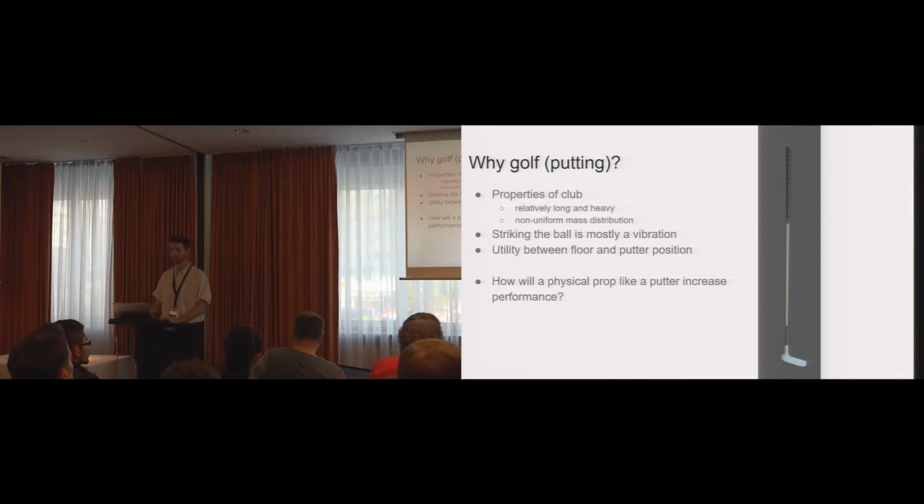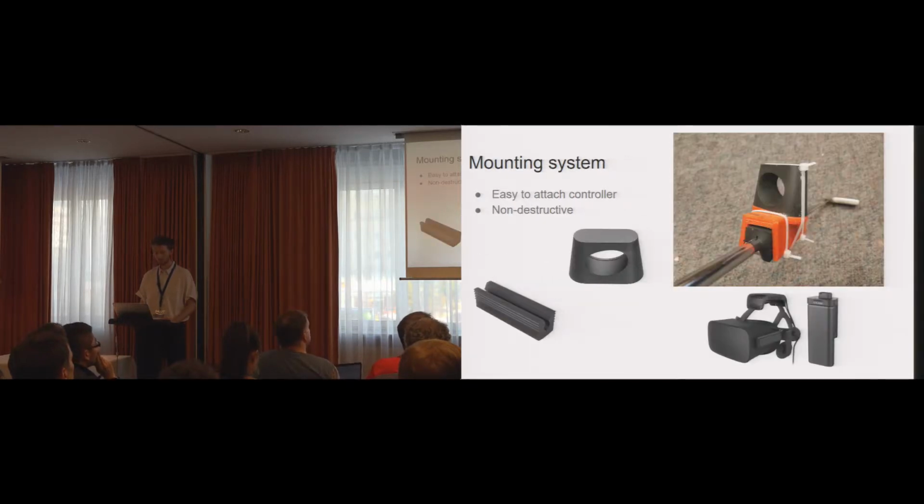So our question for this is, how will a physical prop like a putter increase performance in this kind of application? So first of all, we have to mount the controller to a putter, or track the putter in some way. Our first experiments used a Vive tracker, but it came out kind of clunky because we wanted to add a vibration motor as well, which the Vive tracker doesn't have, and also inputs and stuff like that would cause a lot of wires to go around, and it was a lot harder to attach.